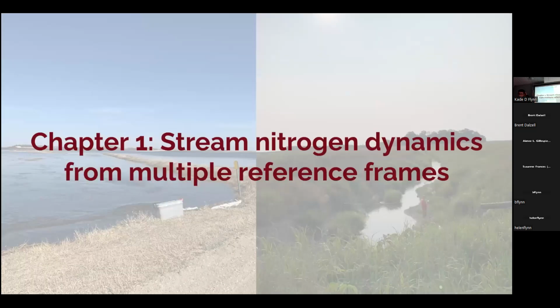So getting into the first chapter, looking at stream nitrogen dynamics from multiple reference frames, including this fixed point monitoring. In the background of this slide, you see two images taken at the same location. On the left-hand panel, this is in our study watershed this spring, and then this right-hand panel is the same location during the summer of 2021. So I think these images really communicate the temporal variability that you can see in these headwater agricultural streams. And so by monitoring even at a single location in space, we can really capture how these stream nitrate dynamics change through time.